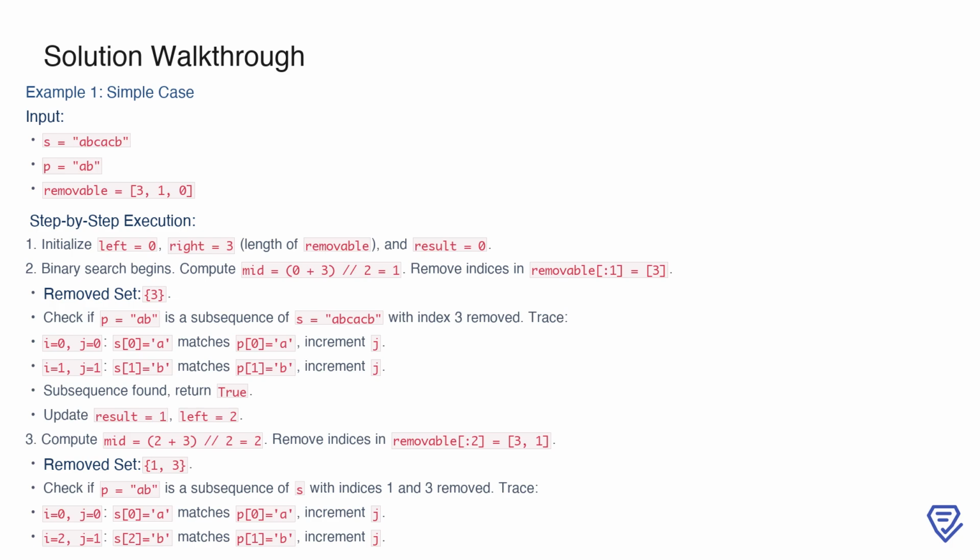Next, we compute mid equals (2 + 3) // 2 equals 2, meaning we now remove indices 3, 1, resulting in the set {1, 3}. Again, we check if P is a subsequence by tracing through the modified string S. Here, S0 matches P0 and S2 matches P1. Since P is still a subsequence, we update result to 2 and adjust left to 3 for the next step.